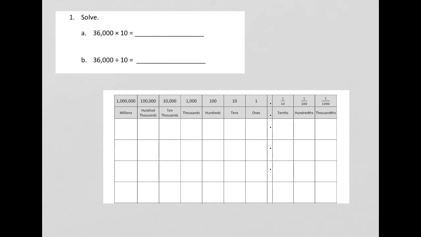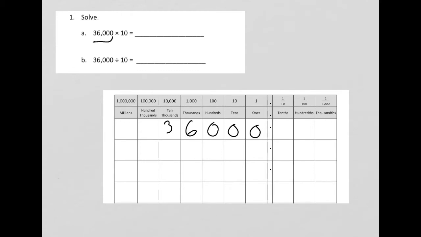So, number 1A, 36,000 times 10. The first thing we do is we fill out our place value chart. So 36,000 is going to start here. So we write the first number in our place value chart, 36,000.